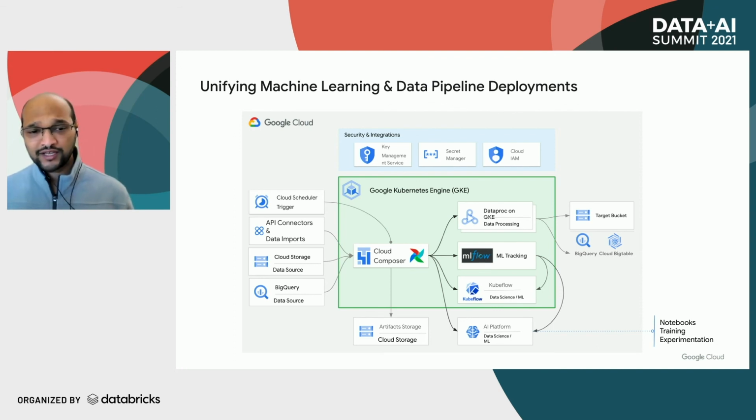So as we mentioned earlier, experimentation is a key aspect in a machine learning lifecycle. So MLflow running on GKE would actually allow data scientists to track experiments and deploy the best performing model for serving or inference purposes. So as you can see here, the Kubernetes or GKE becomes that infrastructure backbone, unifying machine learning and data pipeline deployments.